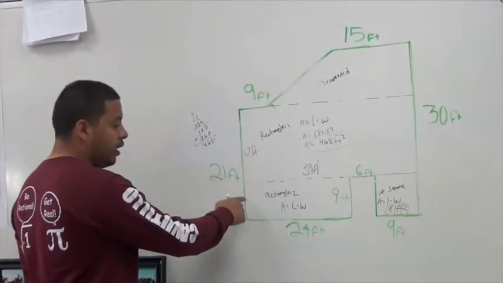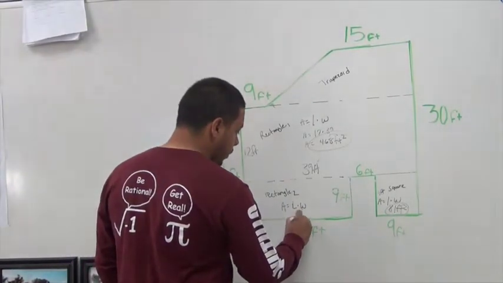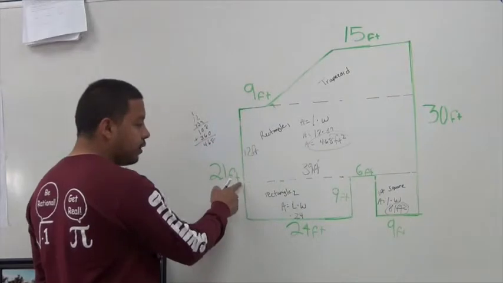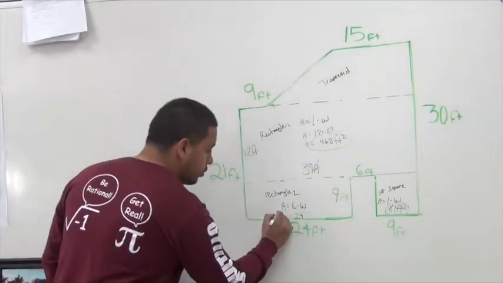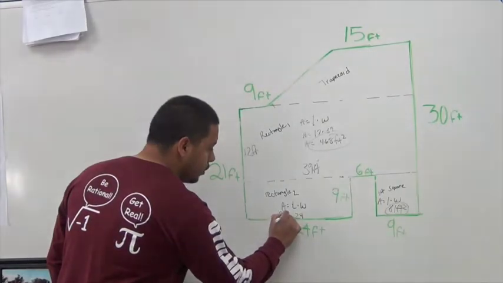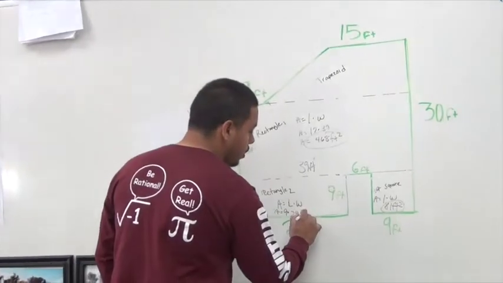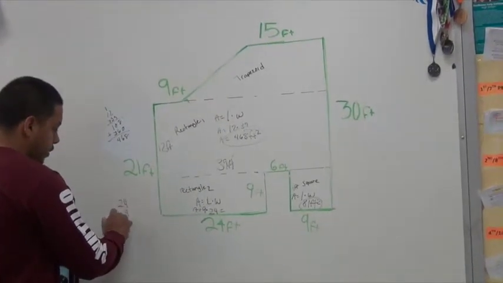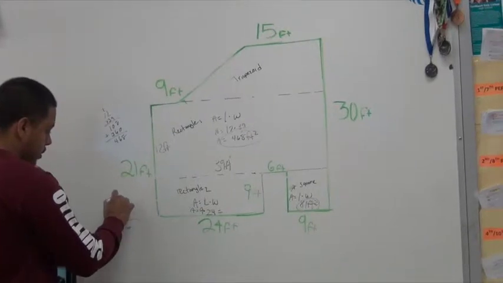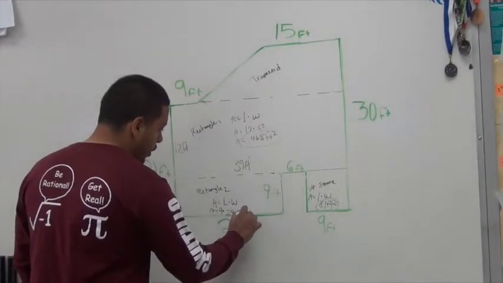Again, same idea here. Length times width. We know that the width is 24. What is the length? Well, we said that it was 9 right here, right? So from here to here is 9. So area equals 9 times 24, which is what? 24 times 9. I got 216.